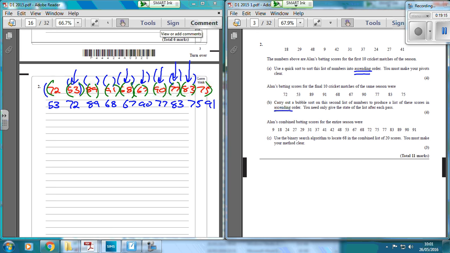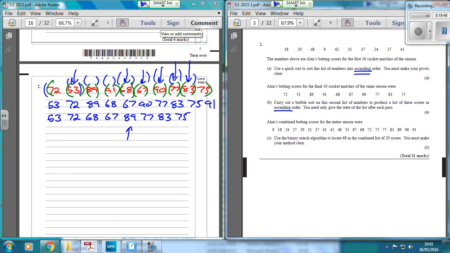Again, I'm going to explain what I'm doing each time. So I compare 53 and 72, they don't swap. I compare 72 and 89, they don't swap. Compare 89 and 68, they do swap, so 68 goes there. Compare 89 and 67, and they swap. Compare 89 and 90, but they don't swap, so 89 goes here. Compare 90 and 77, they swap. 90 and 83, and they'll swap. 90 and 75, and they'll swap.